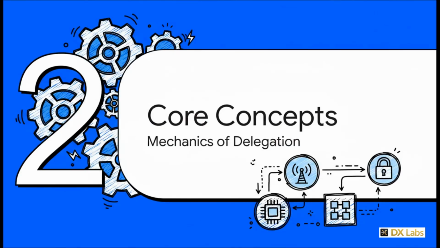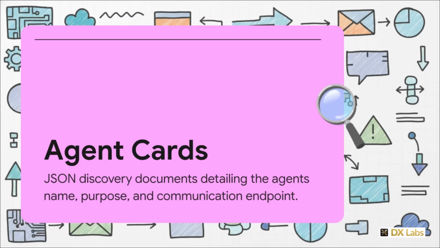Moving on to Section 2, Core Architectural Concepts. We're going to break down the actual mechanics of delegation and the 4 fundamental components that make this seamless cross-platform communication happen. First up, we have the agent card. These are basically JSON discovery documents, published at a well-known URL path, usually at /.well-known/agent.json.